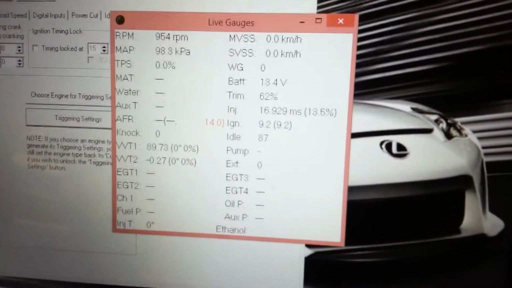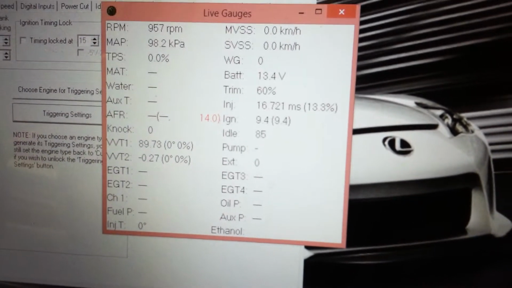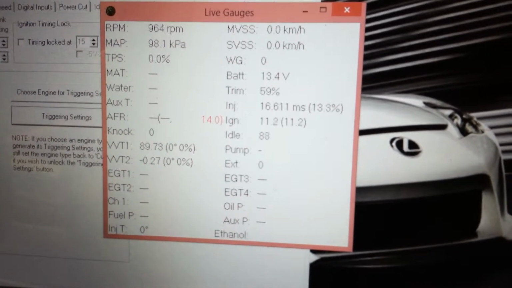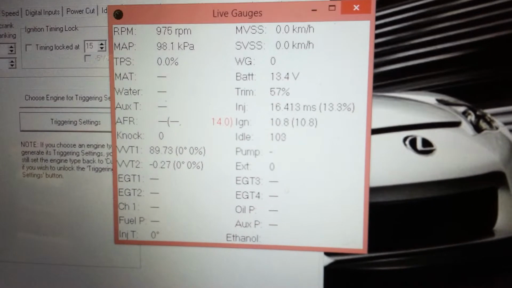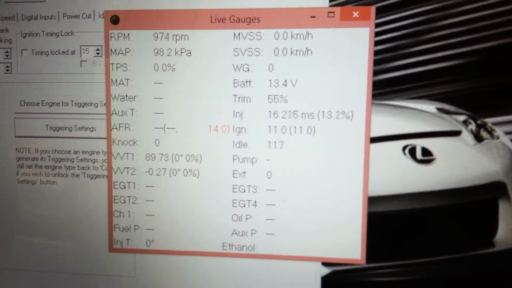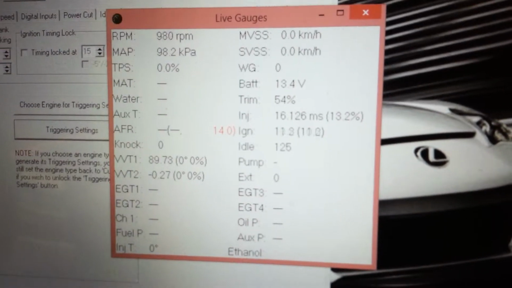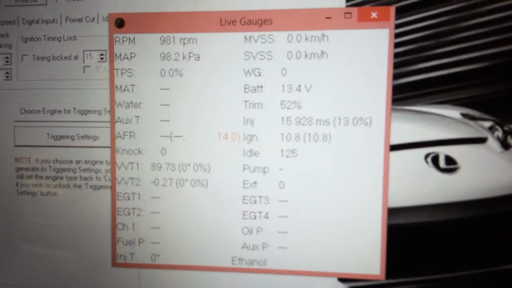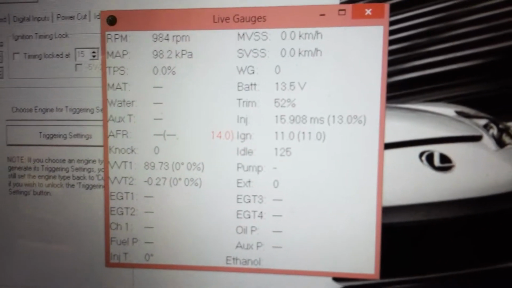I just started the car. I see I'm idling right below 1,000. I see my battery voltage, my fuel trims. I'm not quite sure if the injector pulse is what I actually have in right now, or if that's what the computer wants to give it, because I don't have the injectors wired up.